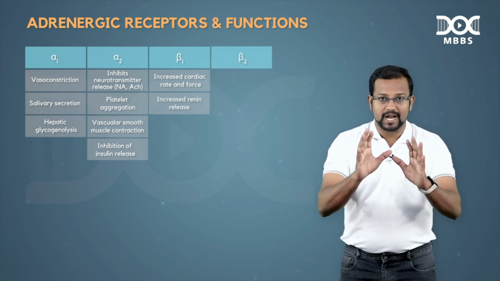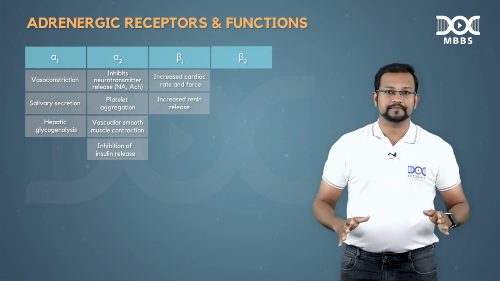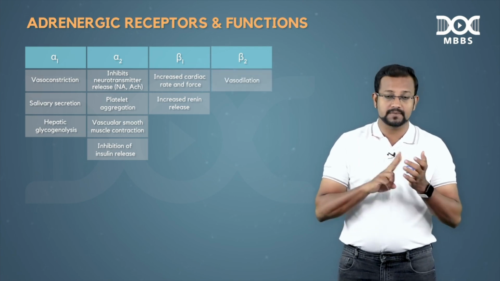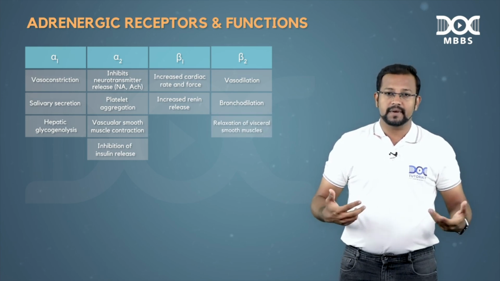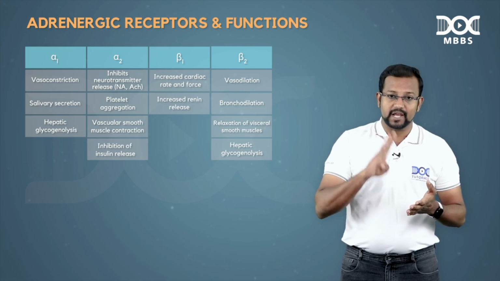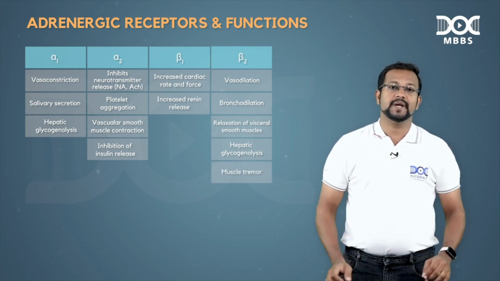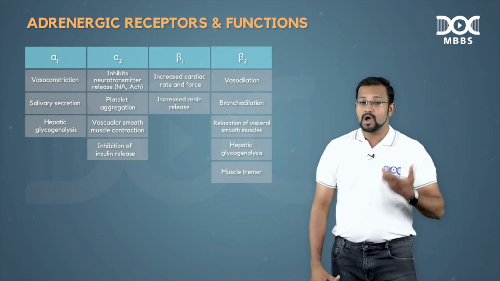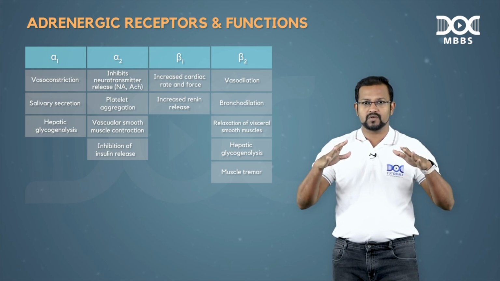Beta 2 receptor, what will happen? If I stimulate beta 2 receptor in your body, what will happen to your body? First thing, it produces vasodilatation. It causes bronchodilation. It relaxes visceral smooth muscles. It might also relax your uterus. Uterus also will be relaxed. Hepatic glycogenolysis, muscle tremor. All these things are seen if beta 2 receptors are stimulated, because skeletal muscles also contain beta 2 receptors. On stimulation, it tends to be associated with tremors.